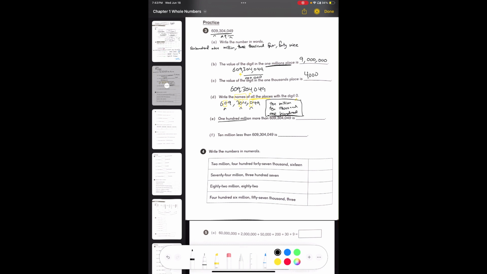For this question, 100 million more than 609,304,049 is what? So we just add 100 million. And that's basically just adding a 1 right here. So this becomes 709,304,049. So that's our answer.